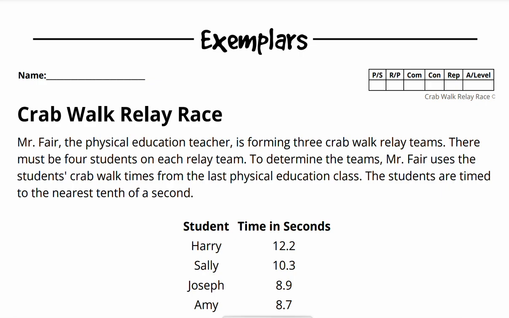So Mr. Fair, the physical education teacher, is forming 3 crab walk relay teams. There must be 4 students on each relay team. That's really important, so I might underline that. To determine the teams, Mr. Fair uses the students' crab walk times from the last physical education class. The students are timed to the nearest tenth of a second.